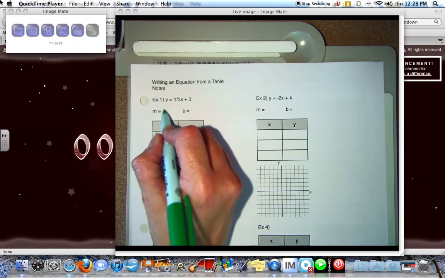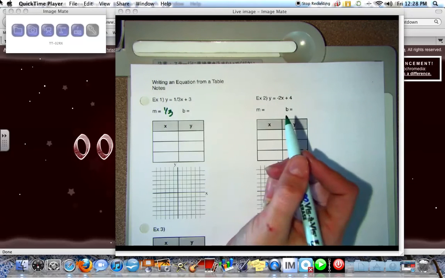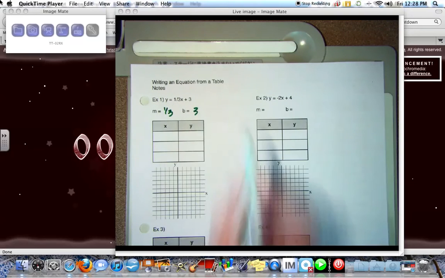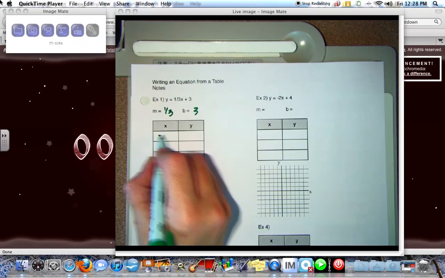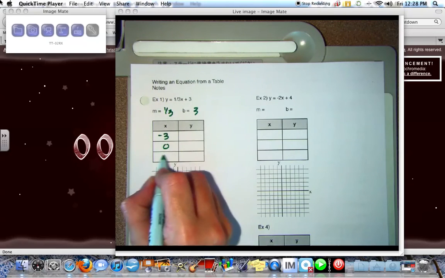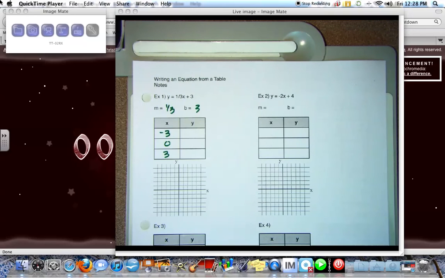In this equation, what is our slope? 1/3. What is our y-intercept? 3. All right, now let's fill out the table. What values for x do you want to choose? Do multiples: -3, 0, and 3. You don't have to do multiples, but you can't graph as accurately if you don't do multiples of the denominator.